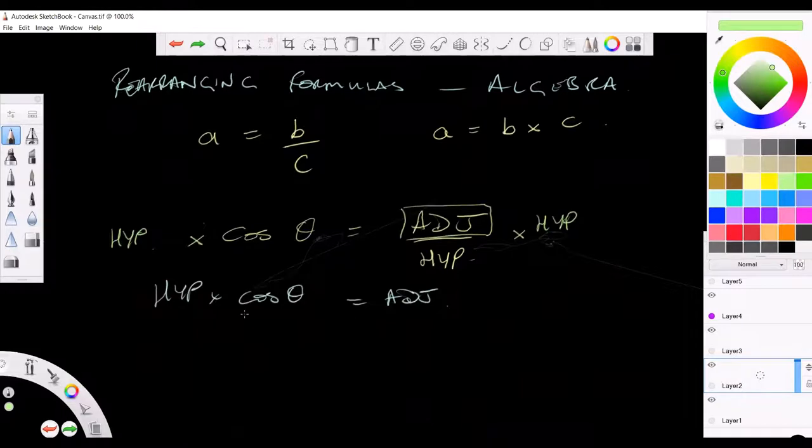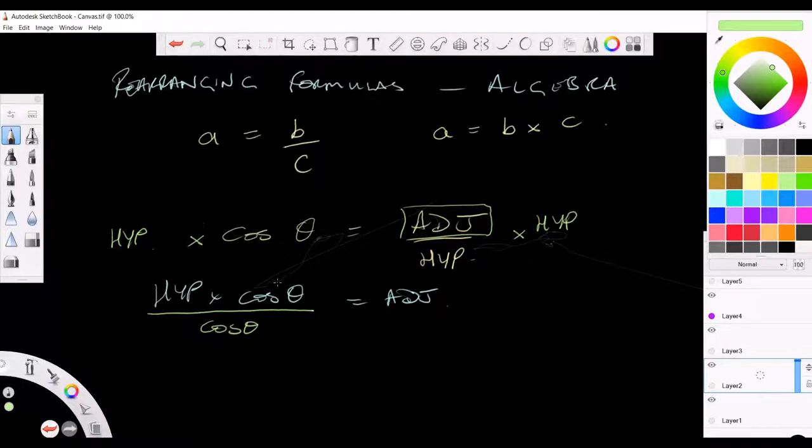The first step is to get the hypotenuse onto the top, because if I want a formula for the hypotenuse, I don't want it on the bottom of a fraction. I want it on the top. So I take the hypotenuse onto the top. The second step, I want to get the hypotenuse on its own now. The hypotenuse is on the top now, which is the first step. I want to get it on its own. So what I want to do really is divide by cos theta.